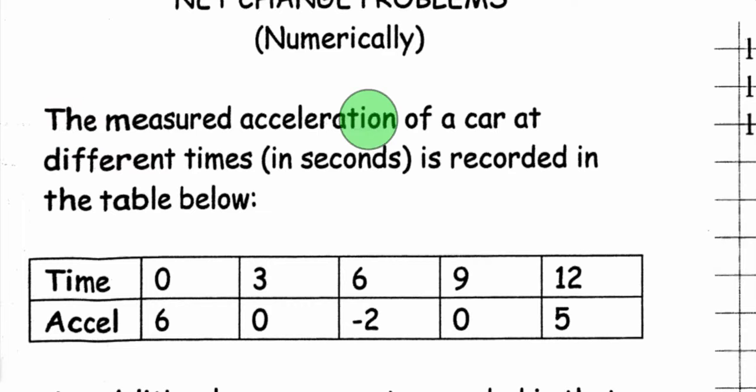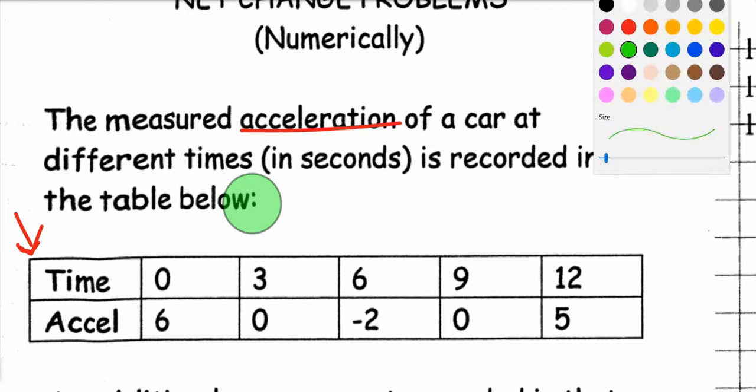It says the measured acceleration of a car. So I just want to go ahead and underline that word acceleration. So this table is the table of acceleration. All right, so the acceleration of a car at different times in seconds is recorded in the table below. So let's think about this for a second.